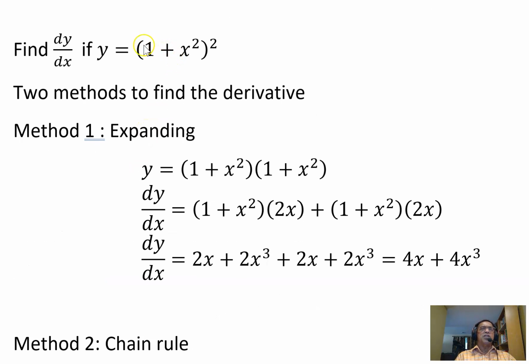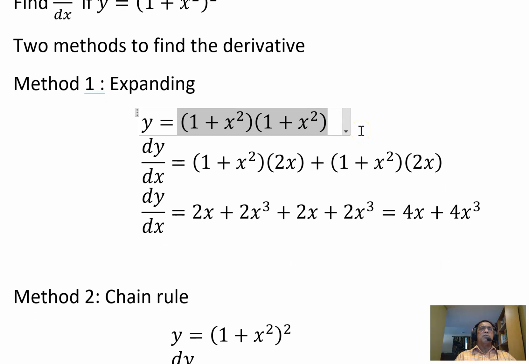Suppose we have a function like this to differentiate: y equals (1 plus x squared) to the power 2. So (1 plus x squared) squared really means 1 plus x squared times 1 plus x squared. It's a product. Because we only know the product rule, we can think of it as a product, and then we can use the product rule.